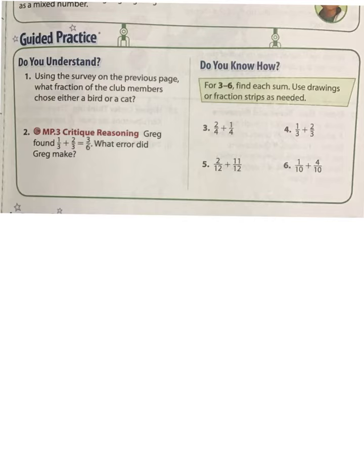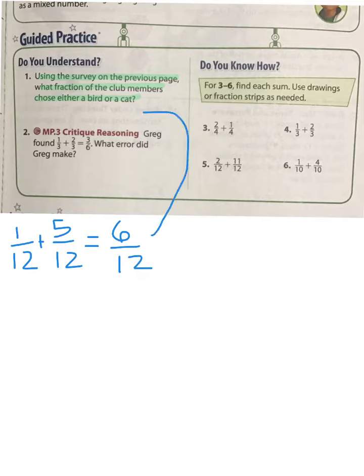Number 1, let's do the guided practice together. Using the survey on the previous page, what fraction of the club members chose either a bird or a cat? Well, if I look on the other page, I can see that a bird is 1/12 and a cat is 5/12. So if I add those together, I'm going to get 6/12. So this answer is right here.